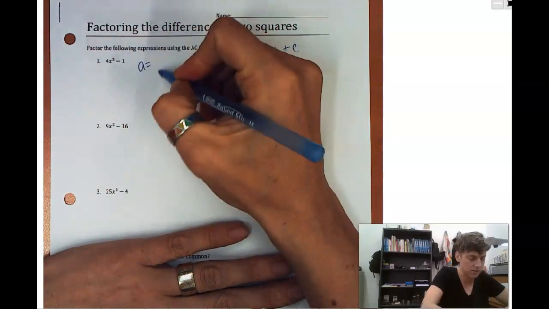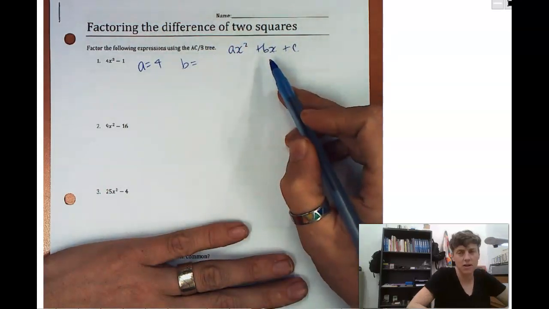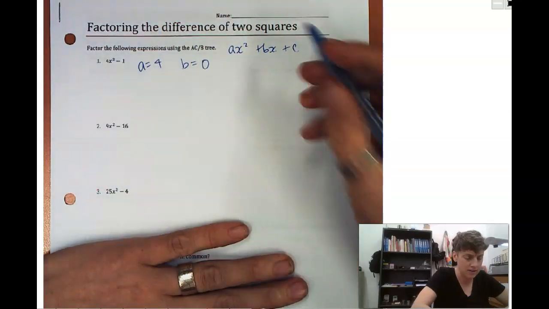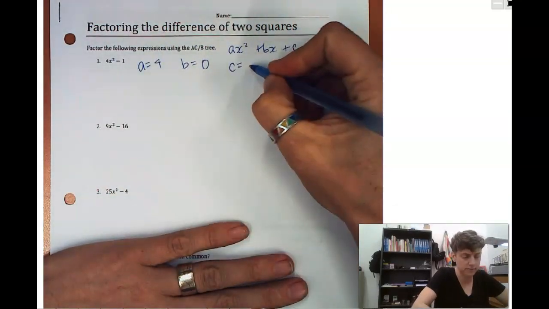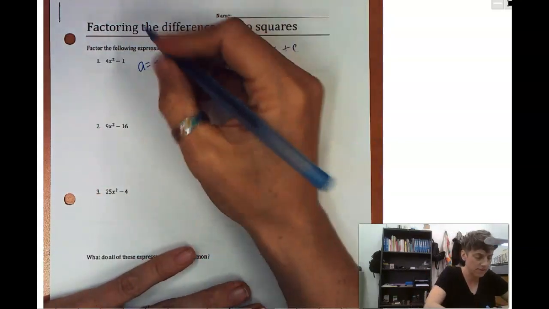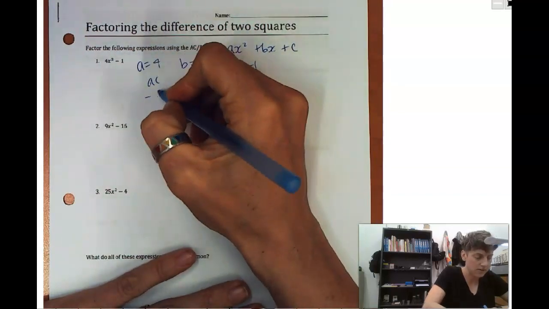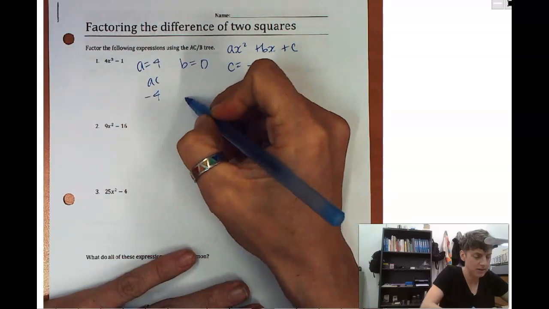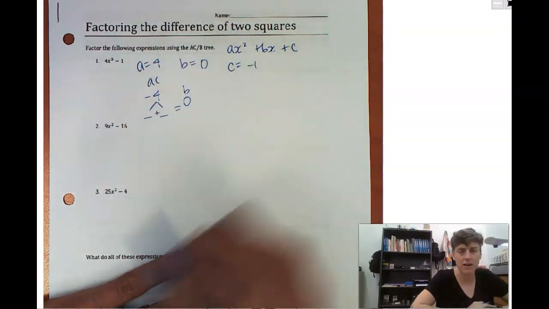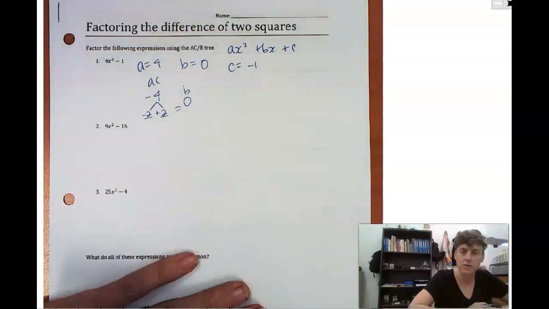Interesting. All right, well, let's identify. A is going to be the number in front of x squared, which is 4. B is supposed to be the number in front of x, which is nothing. That's 0. There's no x term here. And c is the number by itself, that's -1. So in our ACB tree, a times c, 4 times -1 is -4, and b is 0. Two numbers that multiply to be -4 and add to be 0 are -2 and +2.